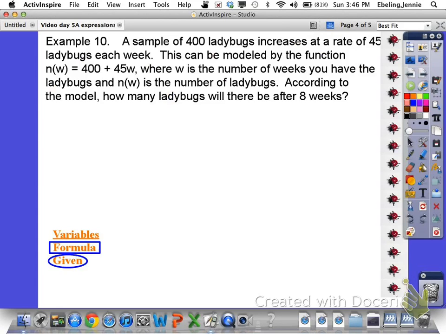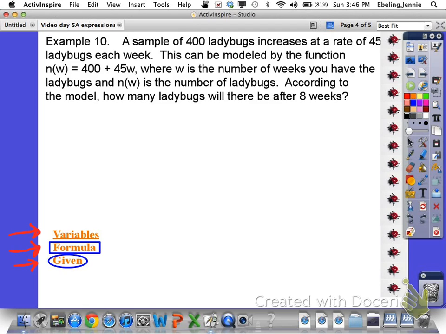Alright, we have 2 word problems that we want to take a look at. When you're doing these word problems, I'd like you to use some strategies. The first strategy is to underline the variables, and that's why down here at the bottom I have the word variables and it's underlined. The next thing is, if they give us a formula, we want to put a box around it, because if they give us a formula in a word problem, we are going to have to use it. And the last thing is to circle your given information.